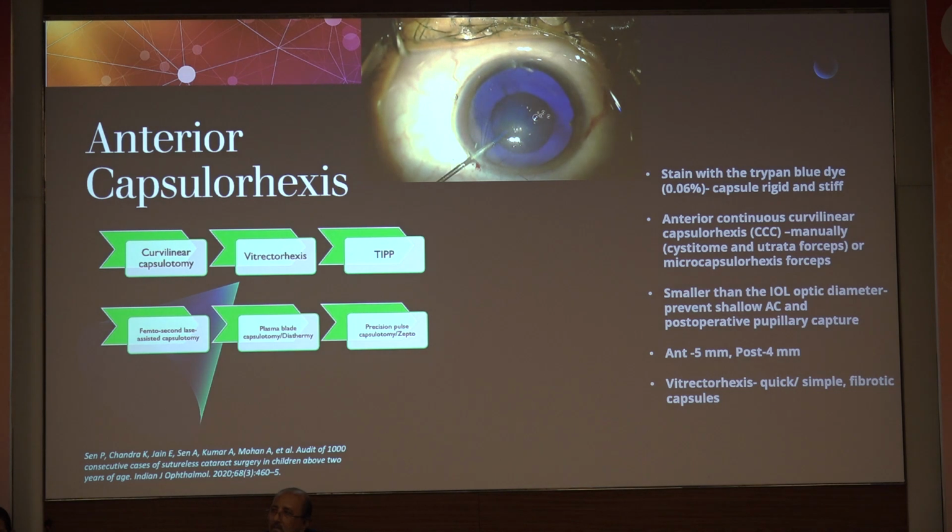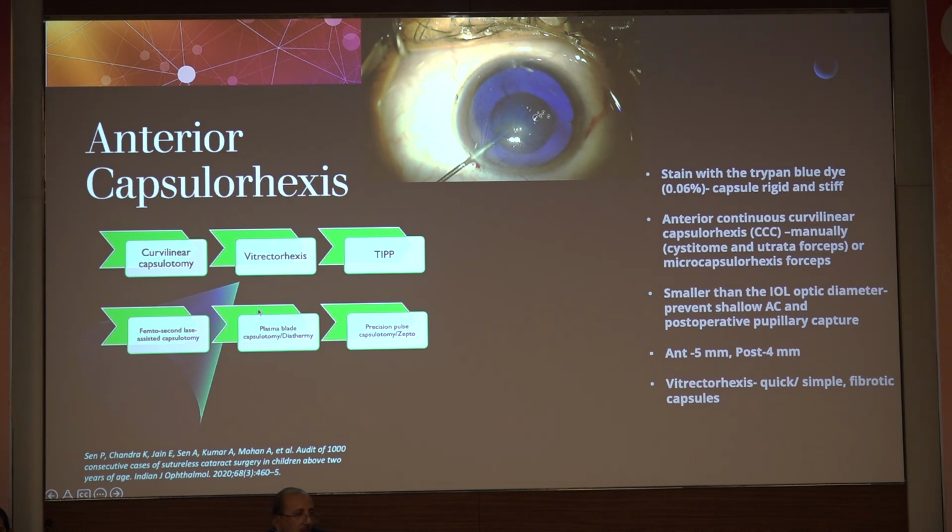So anterior capsule rhexis can be done by various techniques. We can use a curvilinear capsulotomy. We can do it with a vitrector, that is a vitrectomy cutter, that is known as vitrectorhexis. We can use a 2-incision push-pull technique in which we give 2 opposite incisions on the capsule and then extend them circumferentially. We can also use the 4-incision technique in which we give 4 incisions in each of the 4 quadrants with the cystitome and then join them all together. We can also use a femtosecond laser assisted capsulotomy technique, and we can also use a plasma blade or a Fugo blade for capsulotomy or intraocular diathermy, and precision pulse capsulotomy or the Zepto.